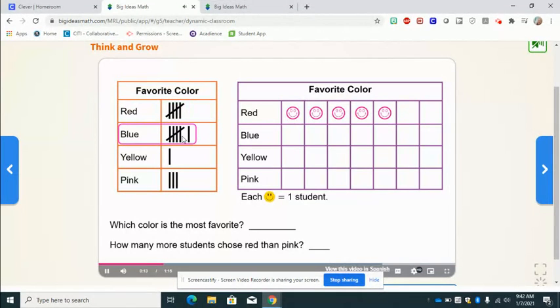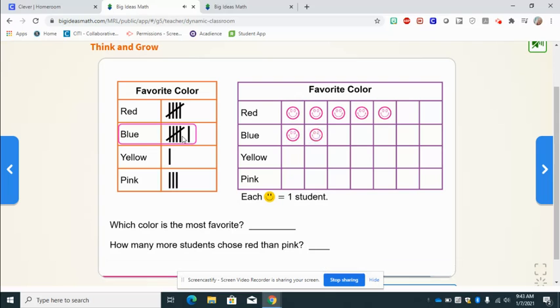There are 6 votes for blue, so we're going to draw 6 smiley faces for blue. 1, 2, 5, 6. There's 1 vote for yellow, so we're going to draw 1 smiley face for yellow. There are 3 votes for pink, so we're going to draw 3 smiley faces for pink. 1, 2, 3. Which color is the most favorite?